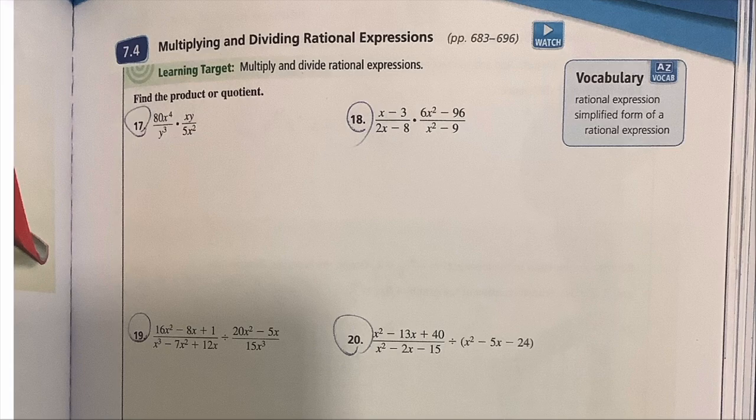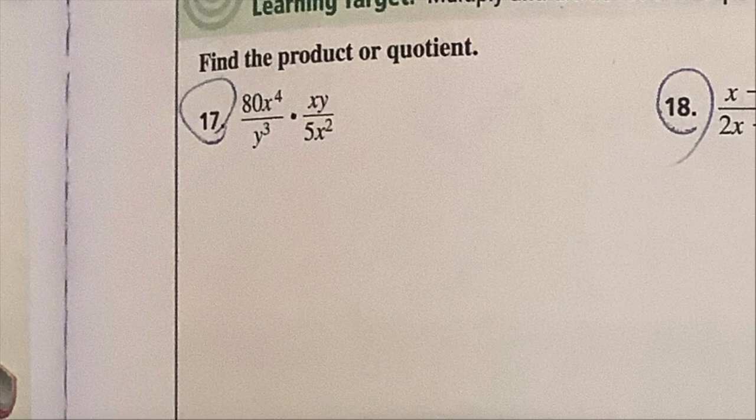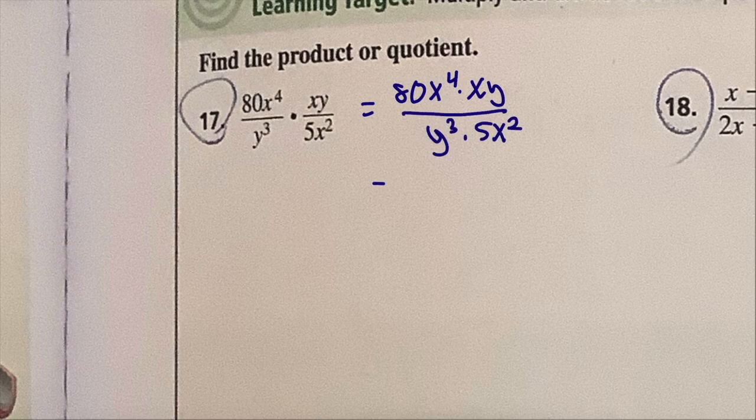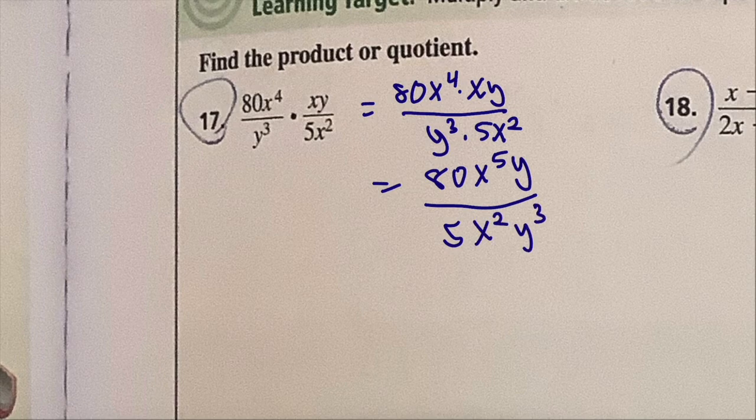So the first one is pretty straightforward. We can just multiply the top stuff and the bottom stuff separately. So on top we would have 80x to the 5th over y, and then on the bottom we'd have 5x squared y cubed. Now we need to check the numerical component. Can that reduce? The x's or y's, can they reduce?